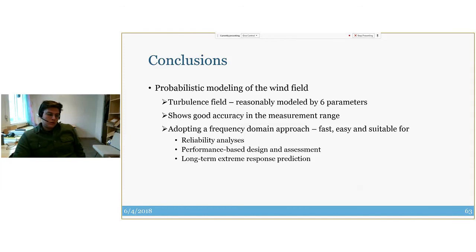And then we devised the probabilistic model, and the turbulence fields were modeled with reasonable accuracy by just six parameters. This showed a good accuracy in the measurement range. And if you adopt the frequency domain approach in your calculations, this model is fast, easy, and suitable for use in reliability frameworks, performance-based design and assessment, and also long-term extreme response prediction.